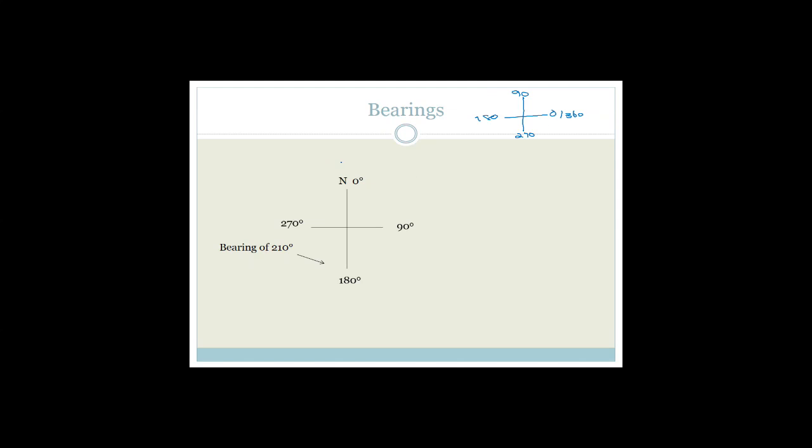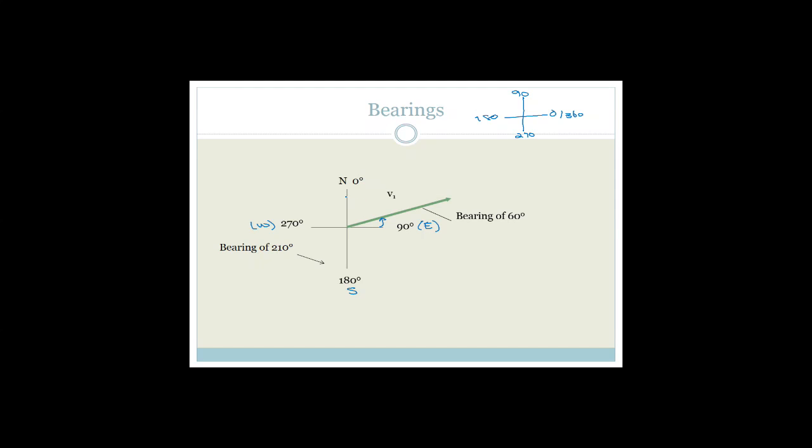Science is different in that they decided that the North Pole was 0 degrees, the South Pole was 180 degrees, the East was 90, and the West was 270. Okay? So, if you look at this, you see that we are again 30 degrees north of east, which is a bearing of 60 degrees. That's exactly the same direction that we had before.